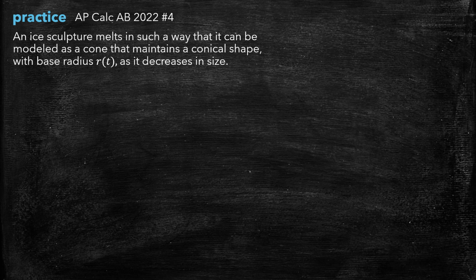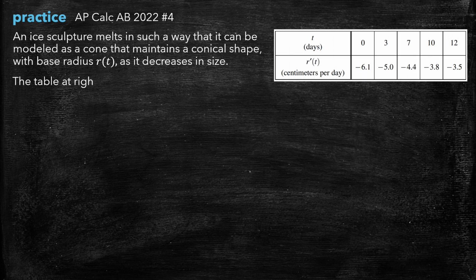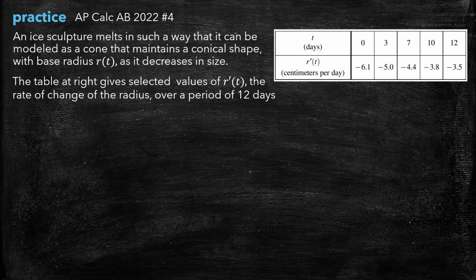To practice the different methods of approximation we've learned, we're going to do a modified AP Calc question from the 2022 exam. An ice sculpture melts in such a way that it maintains its conical shape as its base radius r decreases in size. This is a table of selected values of r prime t, the rate of change of the radius over a period of 12 days.